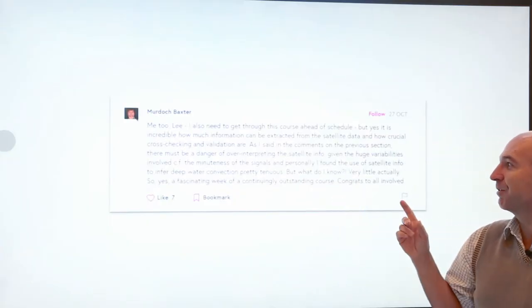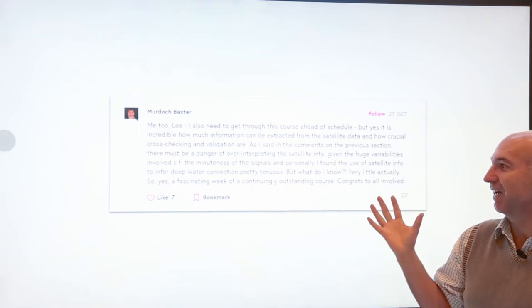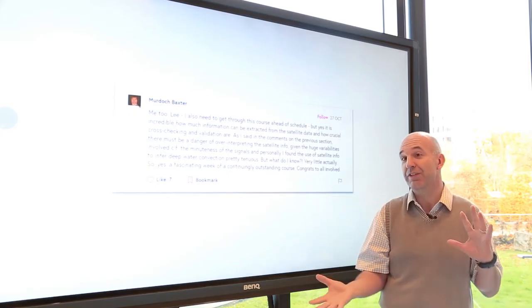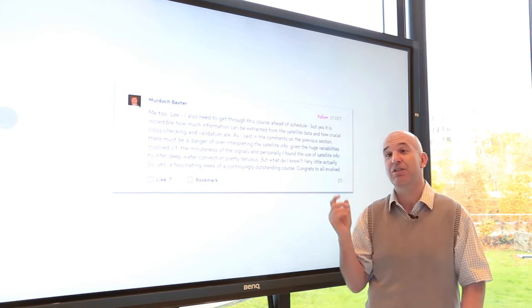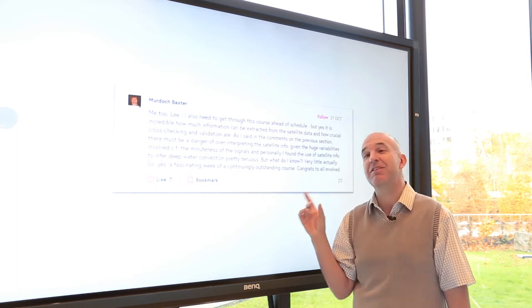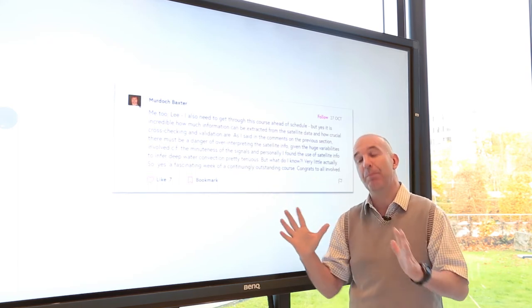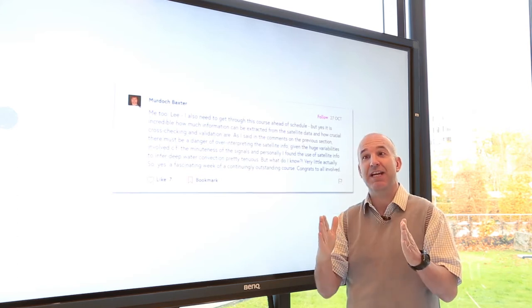Murdoch raised an interesting question. He was asking about how can you really find out about deep water flows and patterns from the satellites? Because, of course, you're not measuring them directly. So he's expressing a degree of skepticism here. And I think this is really important. This is an example of the scientific process in action.